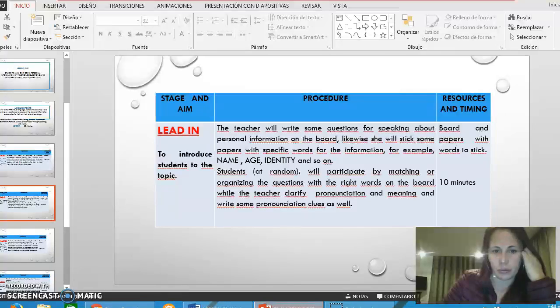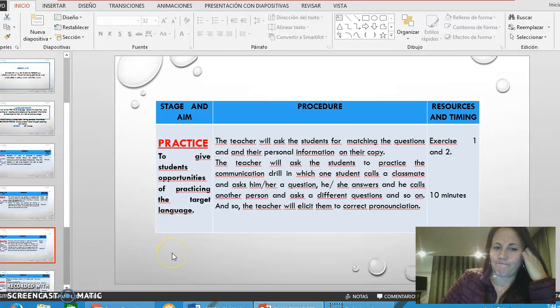So we continue with the next stage. The next stage is practice. The aim is to give students opportunities of practicing the target language. So I have 10 minutes for this part of the class. The teacher will ask the students to match the questions and their personal information on their copy.